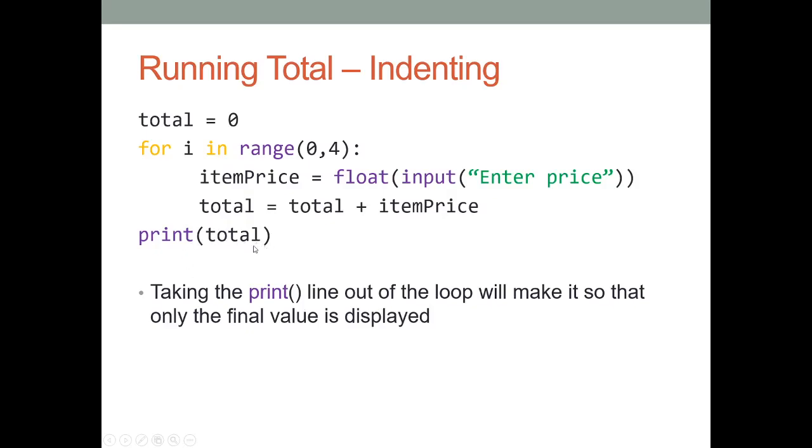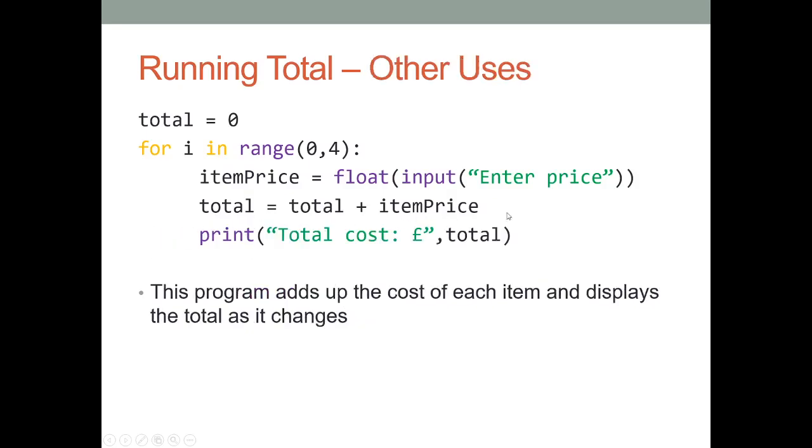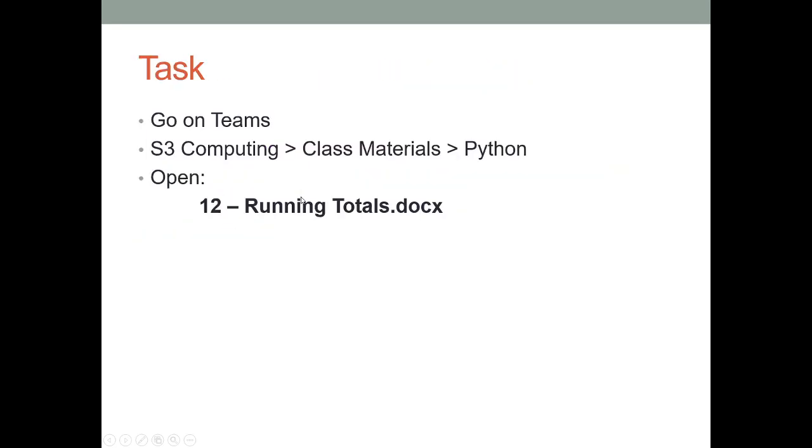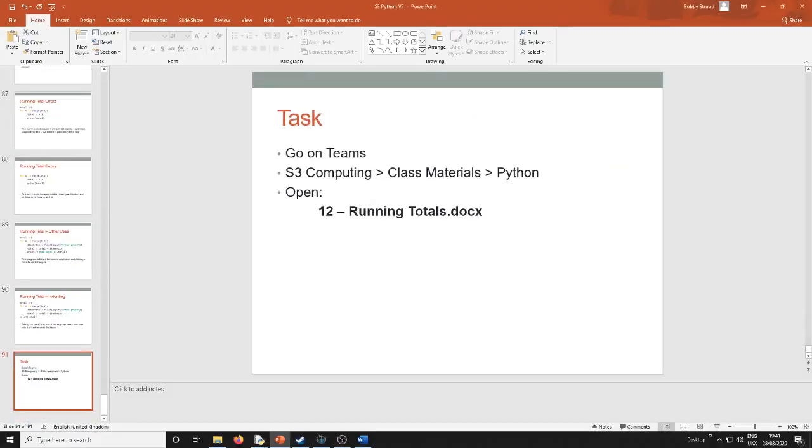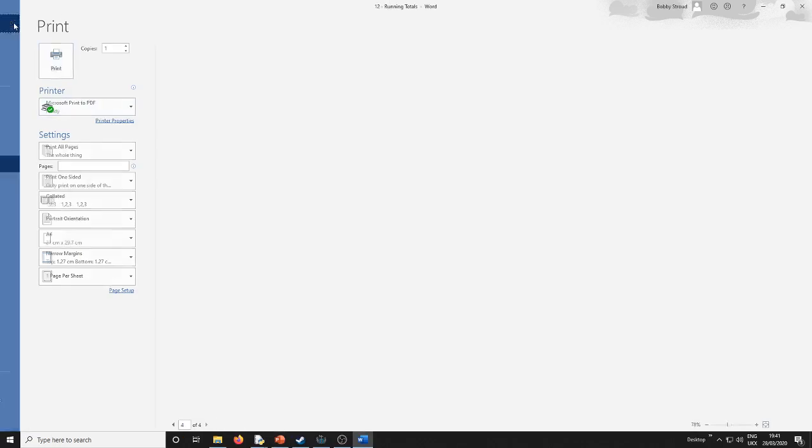Now that's not a bad thing. Sometimes you want that. It's because it's outside the loop. So if you only want the final cost or the final total, put it outside the loop here. If you want it every single time, keep it inside the loop here. We'll have a look at the worksheet for today.